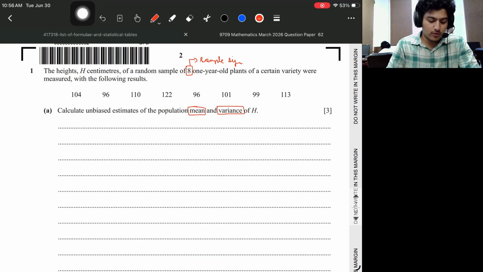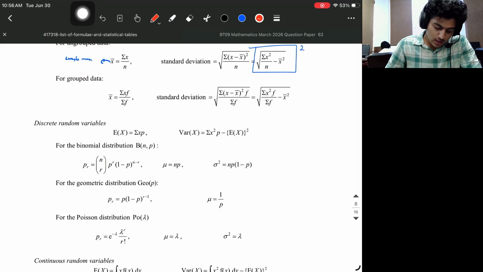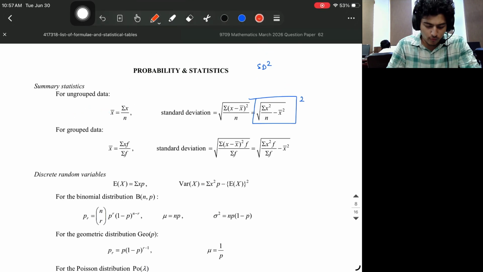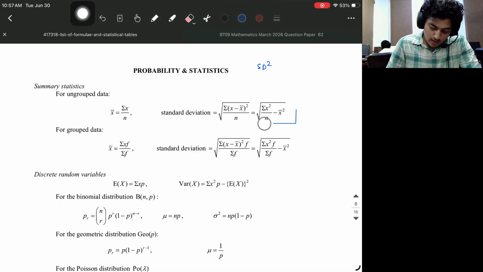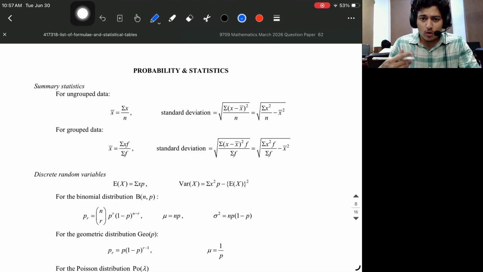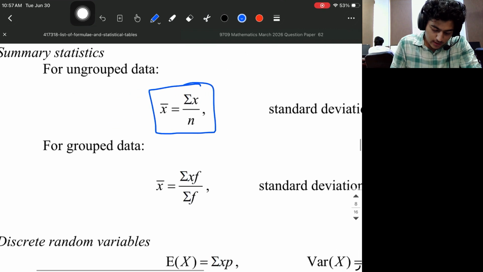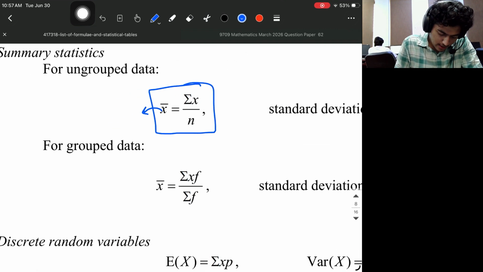Now, if you look at the formula table of MF19, you'll find that you have different formulas. Almost all formulas are mentioned, except for some which you have to memorize. That will come later in the paper. So, we have ungrouped data, right? So, we'll be using this formula to calculate the sample mean. This symbol x bar is called sample mean.